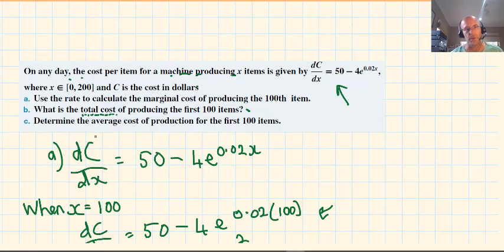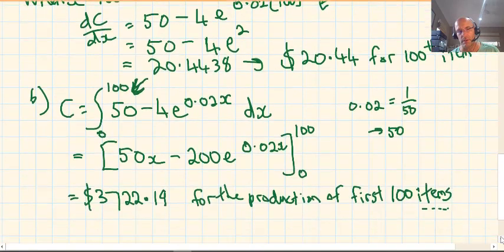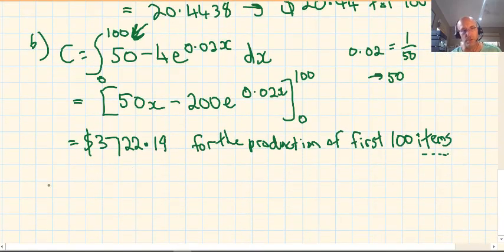Lastly, we've got to calculate the average cost of production for the first 100 items. The cost of production will vary because it is governed by a function. But we can find the average by simply looking at the total cost and dividing by how many there are. We've got 100 items and the total cost from the previous part, which is $3,722.19, so we can write that in.